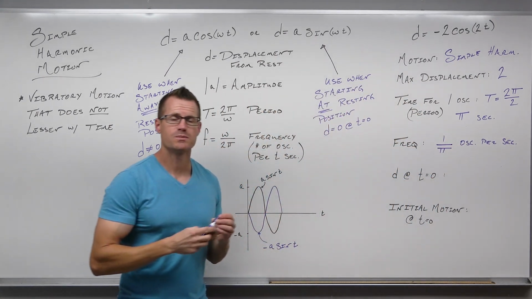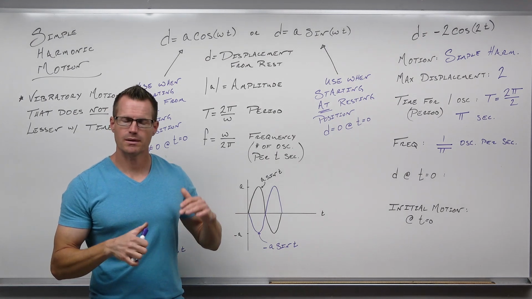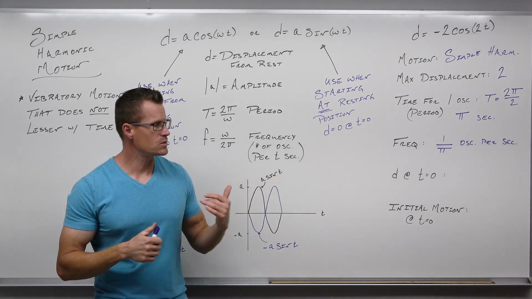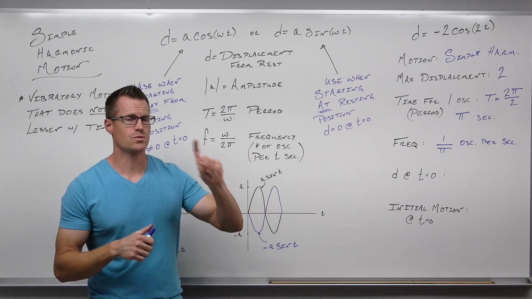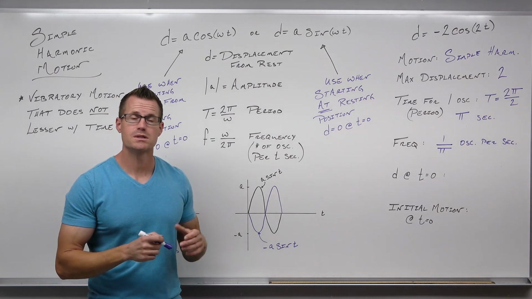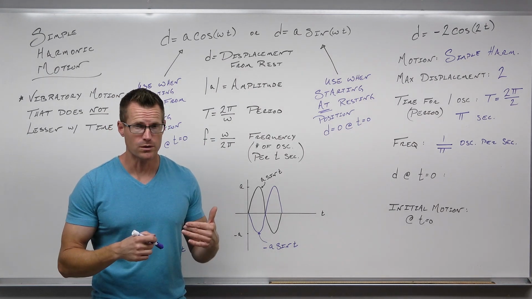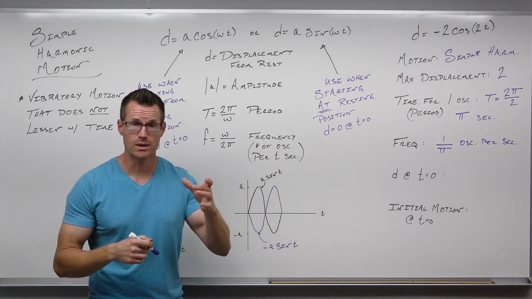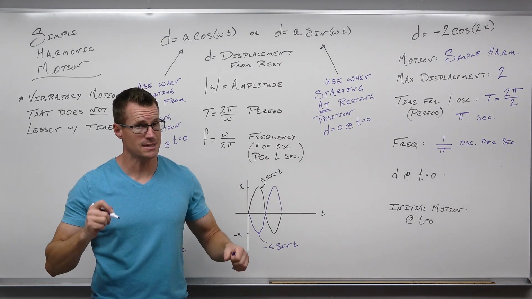How about its displacement at time 0? Two ways to do it. Either just plug in 0 and that's fine. 2 times 0 is 0. Cosine of 0 is 1. 1 times -2 is -2. This starts at -2 units, or -2 meters, below rest at time 0.